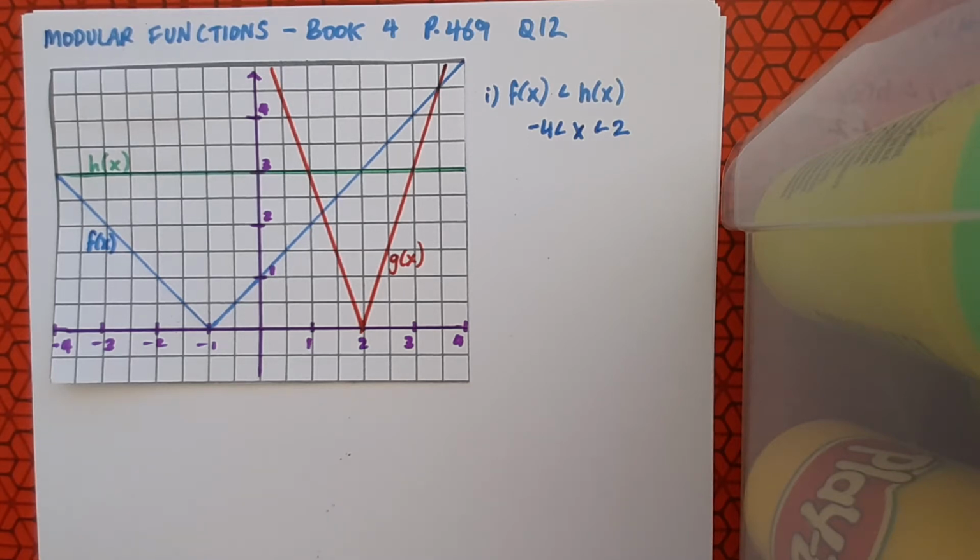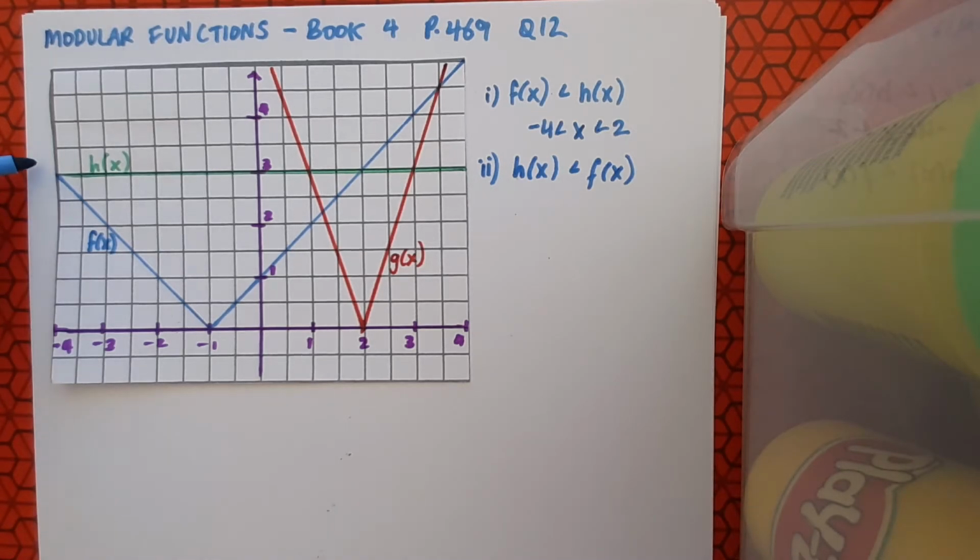Or to say it another way, between the x values of minus 4 and 2, the f of x function is below the h of x function. Next, they're asking me where is h of x below f of x. Now this is a little bit tricky to see in my graph because I kind of run out of space a little bit here to the left, but if you look at the book, it'll be a bit more clear.